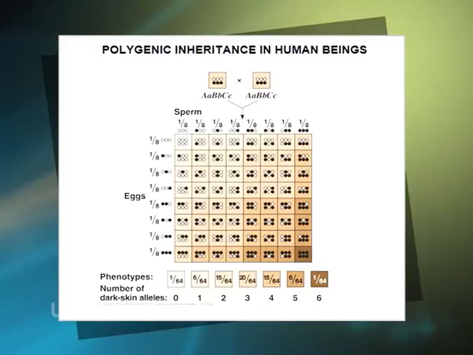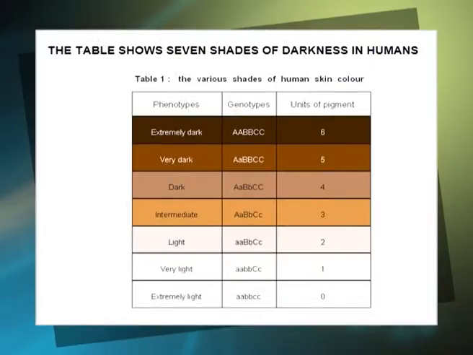The table and figure show the crossing of 2 heterozygous parents, capital A, capital B, small b, capital C, small c, having 3 dominant genes and 3 recessive genes. Of these crosses, 64 progenies are formed. The phenotypes represent 7 different types. The 7 shades of darkness of skin are represented here.